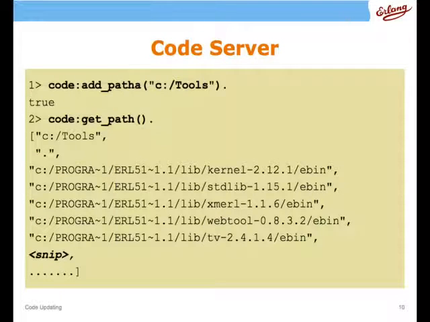So here's an example. If you perform the addPath A operation and then perform getPath, you can see what we get back is a list of strings, and indeed the first string in there is the C:/tools directory. Then typically you look first in the dot, which is the current directory, and then you look through the Erlang root dir. So typically you'll look for versions of a module in your current directory before you look in the libraries.